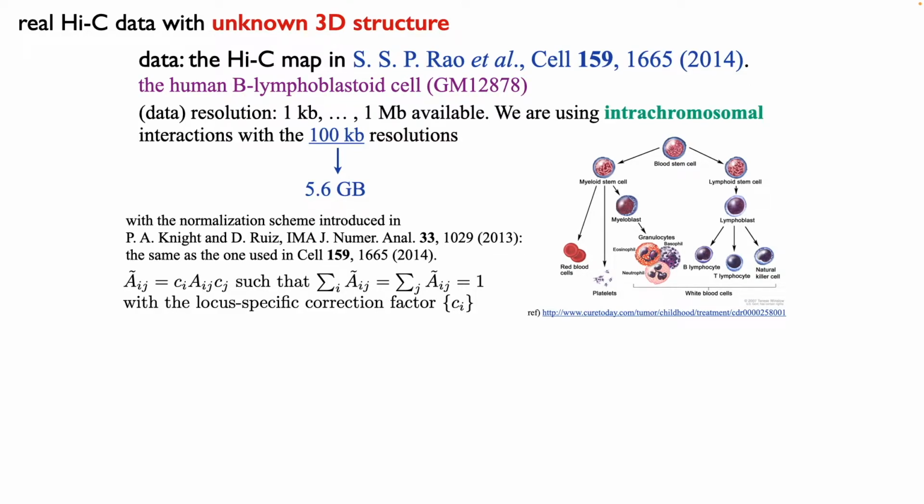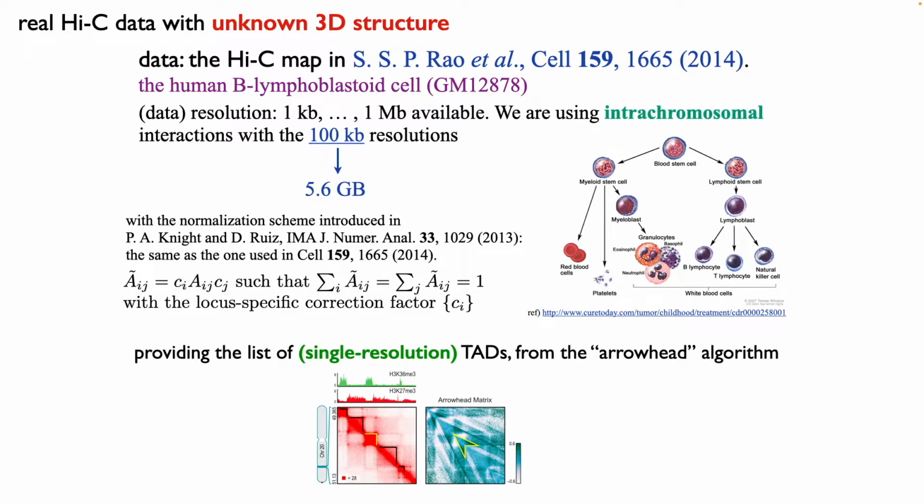So based on this validation with the polymer model system, we move to the real Hi-C map data of the chromatin interaction. So we use this particular Hi-C map data introduced in this Cell paper with a 100 kilobase pair resolution and converted the raw data to a normalized version of interactions with this normalization scheme. By the way, this original Cell paper provides a set of single resolution TADs, so we will compare it with our result later, of course.